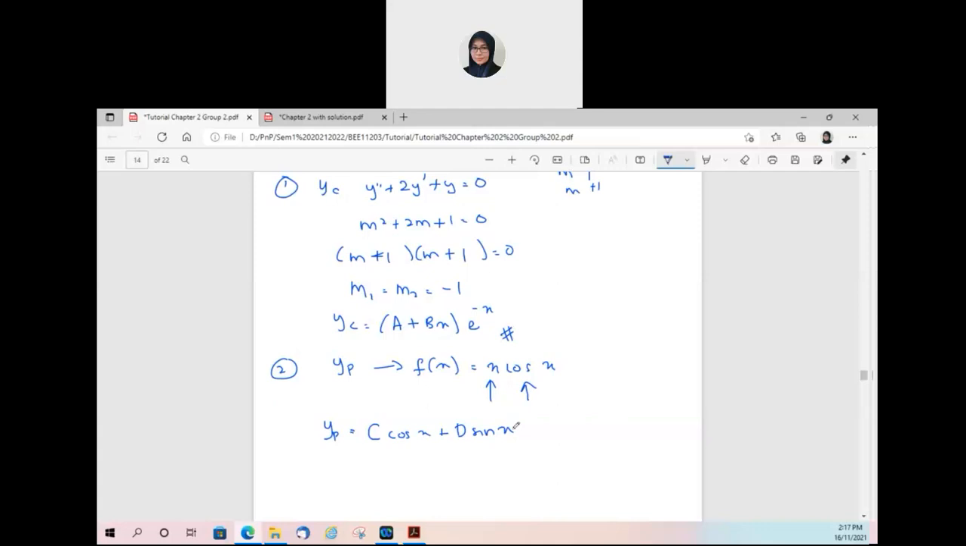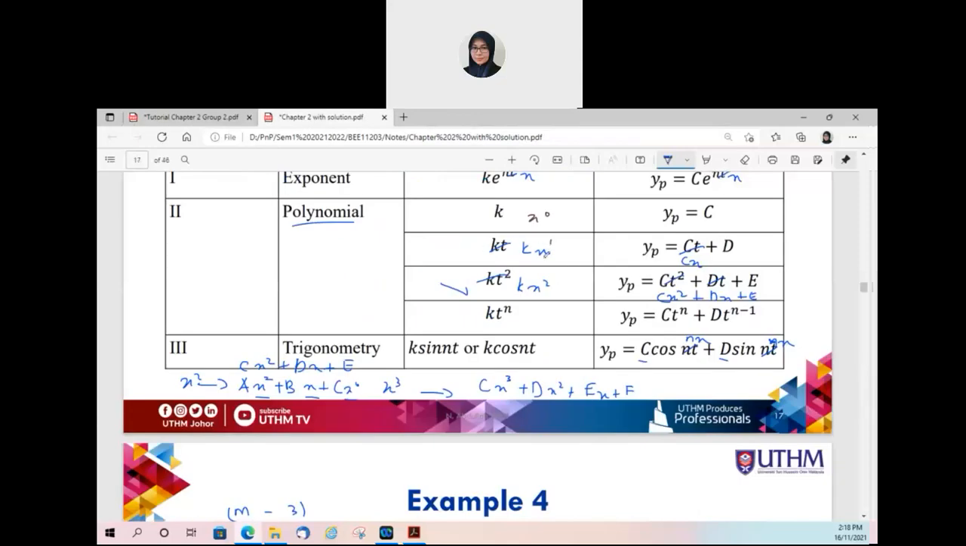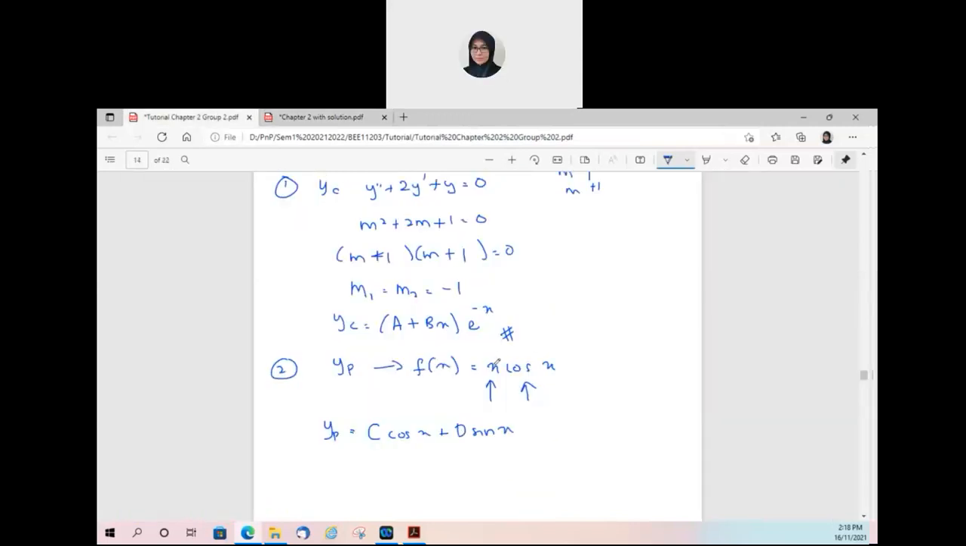However, we have this x here, and this x is a polynomial. Looking at the polynomial rule, if you have x, the yp should be cx plus d. Right? So here is x.